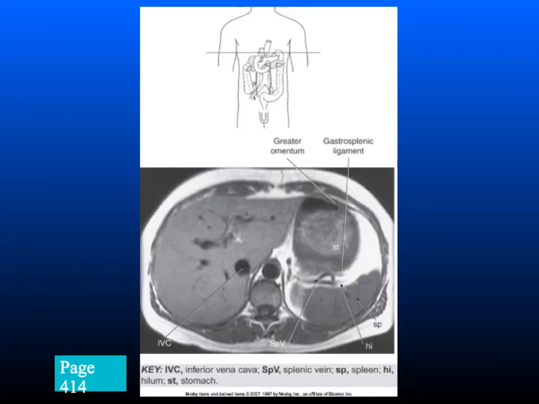So this is another scan. This is actually MRI, but it shows those structures so well that I wanted you to see how it shows the liver on the right side here, the spleen on the left side, and the aorta and IVC on the left and the right, respectively.